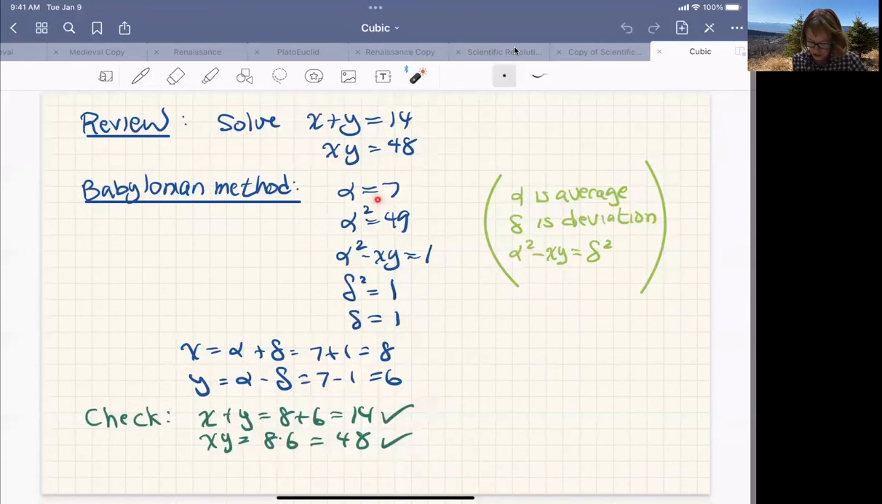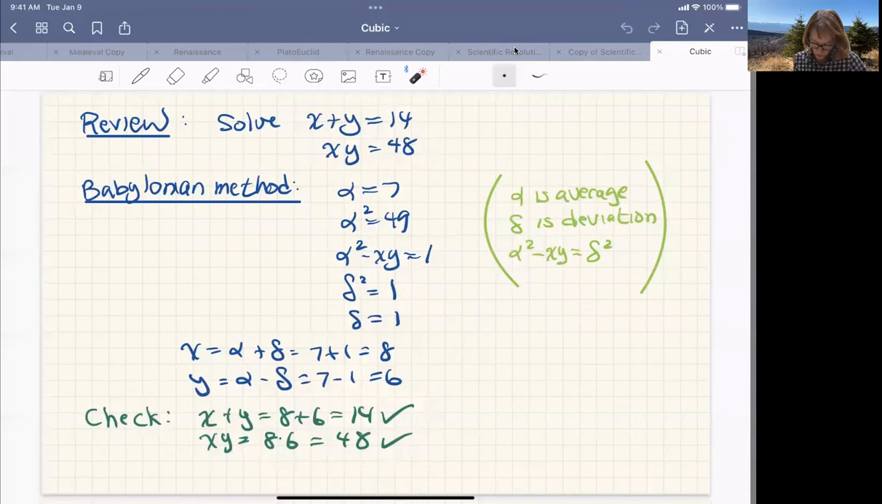First, what's the average? It's the sum divided by 2. So 14 over 2 is 7. We square that number. So 7 squared is 49. And then we calculate alpha squared minus xy. xy is the product. So we take 49, which is alpha squared, minus the product, which is 48. So 49 minus 48 is 1. But alpha squared minus xy is delta squared. So that means delta squared must equal 1. And therefore, delta is just 1.